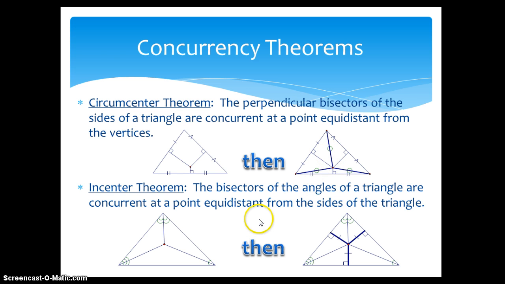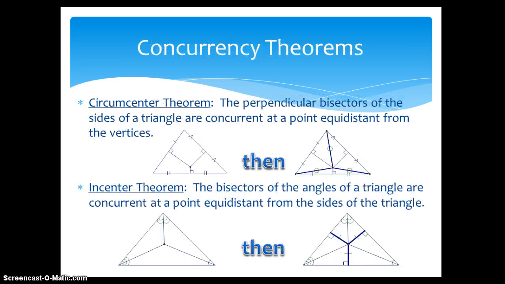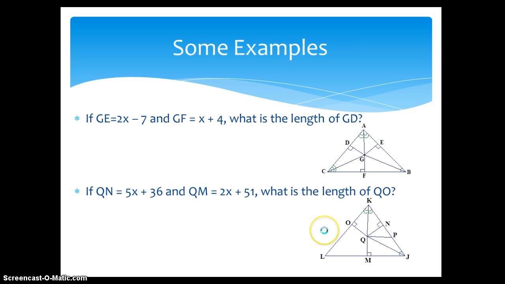The incenter, which again we look back, the incenter is the angle bisectors. So the bisectors of the angles of a triangle are concurrent, and the incenter is equidistant from the sides of the triangle. So the circumcenter is equidistant from the vertices, and the incenter, which starts at the vertices, is equidistant from the sides of the triangle. So let's look at a couple examples.